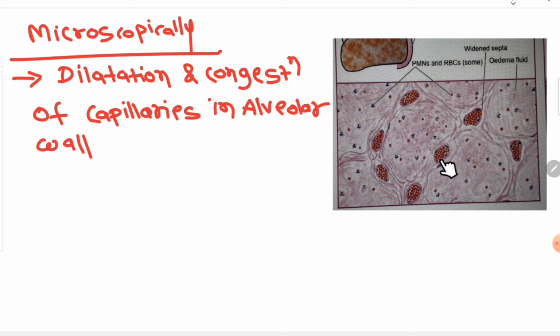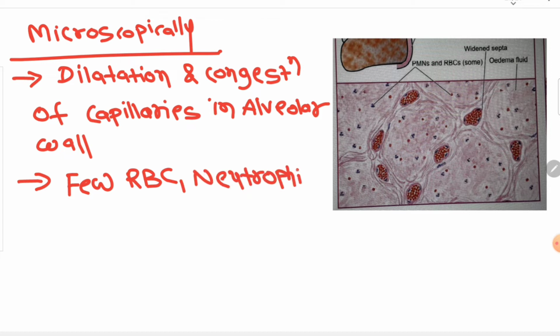You can see congested capillaries. These are the congested capillaries of the alveolar wall. Second thing is that in the stage of congestion, you will observe the RBCs as well as neutrophils. As you can see in this diagram, in the alveoli, the red blood cells and neutrophils can be observed. Follow the arrow. You can see your neutrophils and the red blood cells.